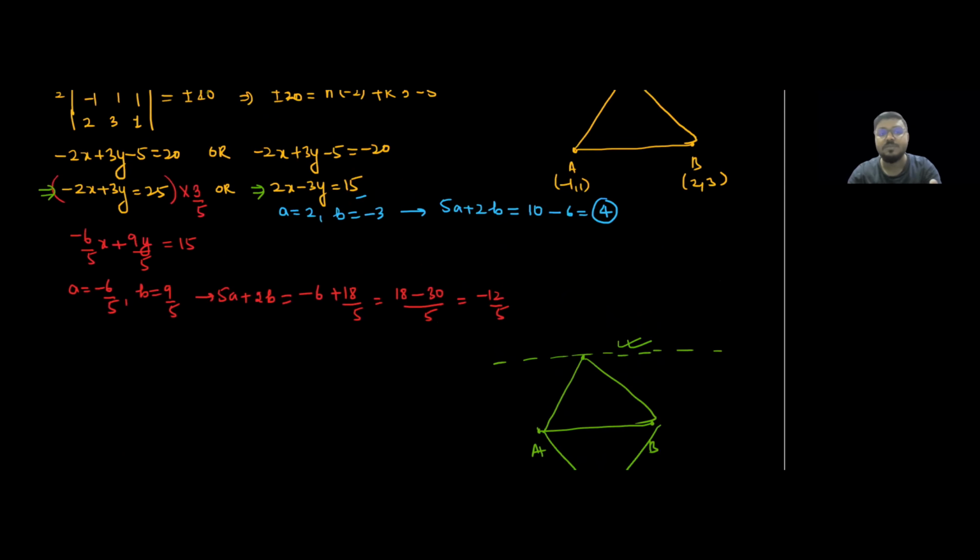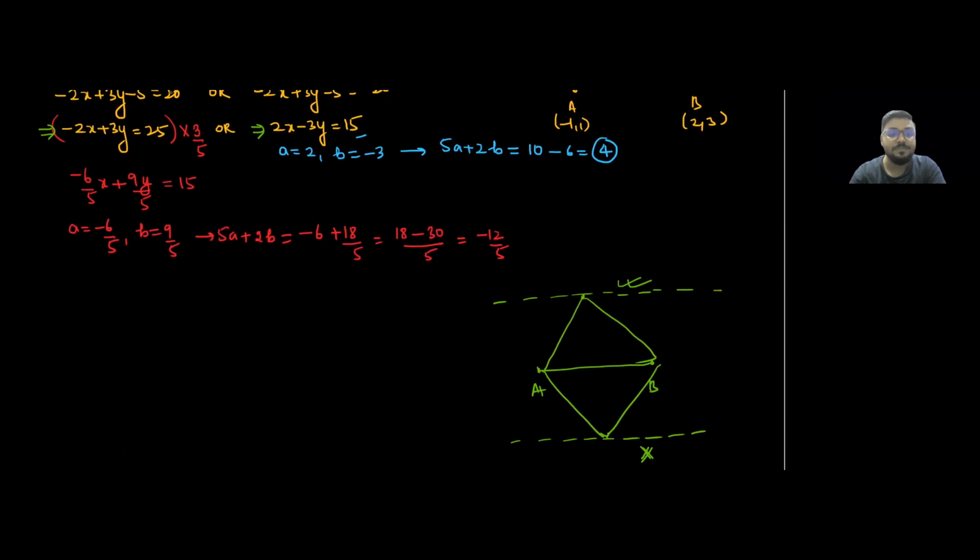Now, how to check which is lying above this line? Simply, you can get an idea by drawing a rough sketch. So here, let this be the coordinate axis. A is -1, 1 and B is 2, 3. So this is your line segment AB. Now draw both the lines and we have to check which line is lying above this line segment AB.